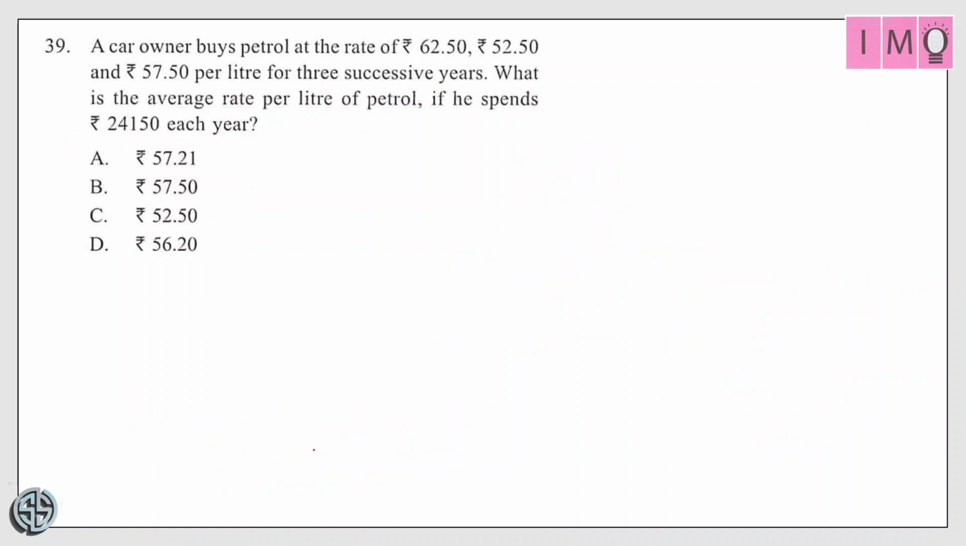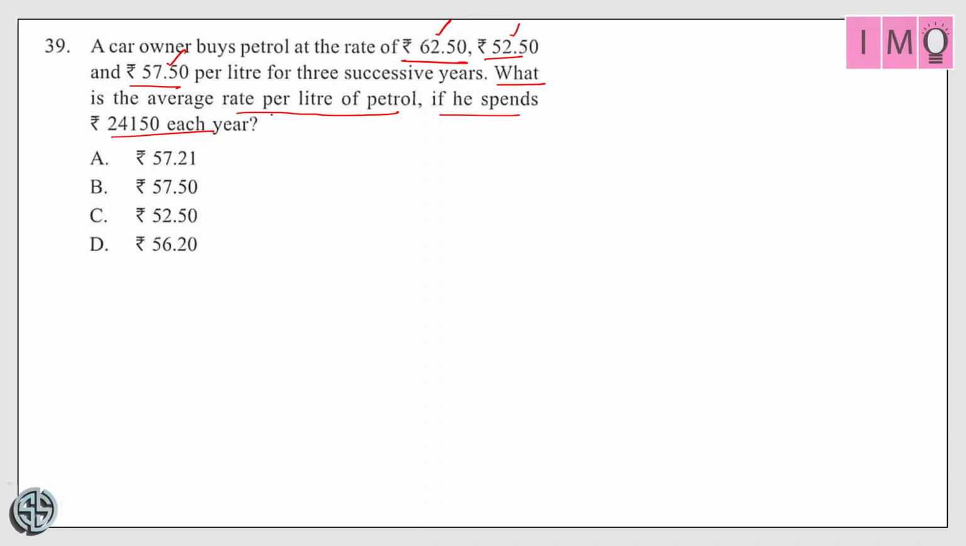Here a car owner buys petrol at the rate of 62.5, 52.5 and 57.5 rupees per liter for 3 successive years. Okay, in the first year he buys petrol at this rate, second year this, third year this, and you have to tell what is the average rate per liter of petrol if he spends 24150 each year. In each year he is spending that much amount.